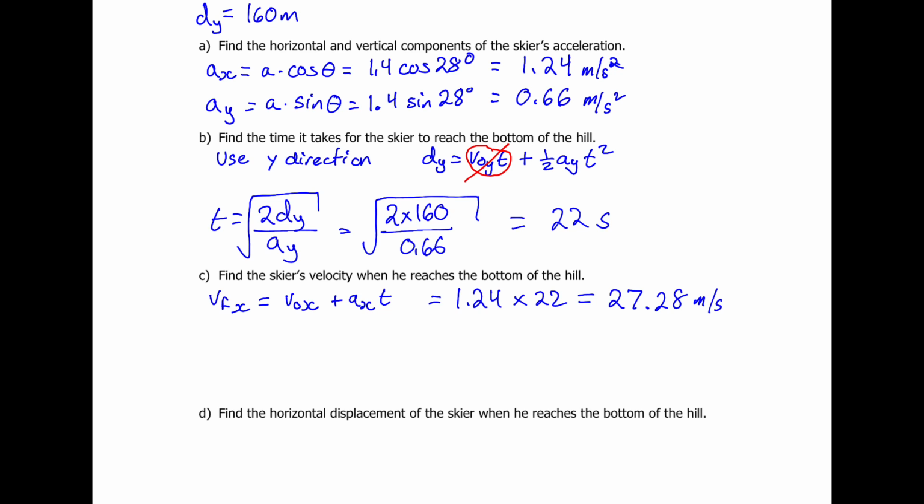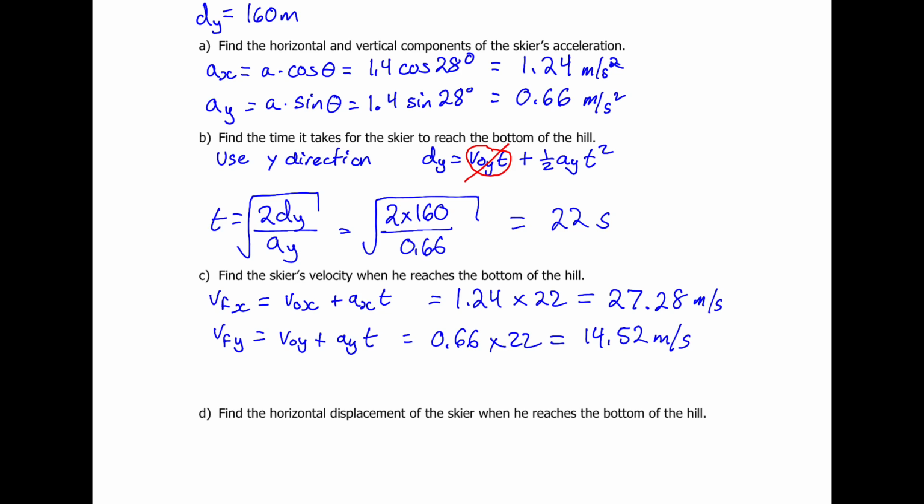Meters per second. And we get to do basically the exact same thing for VF in the Y direction. We have V naught in the Y direction, which is also 0. Oops, that's not equals there. That's a plus. AY in T, which is 0.66 times 22. 0.66 times 22 is 14.52 meters per second here.